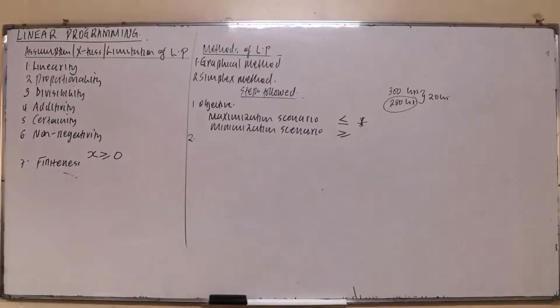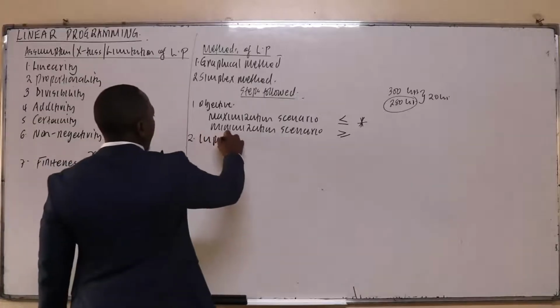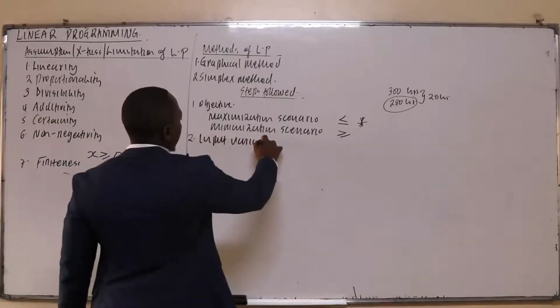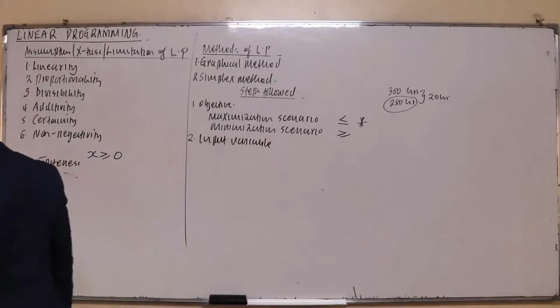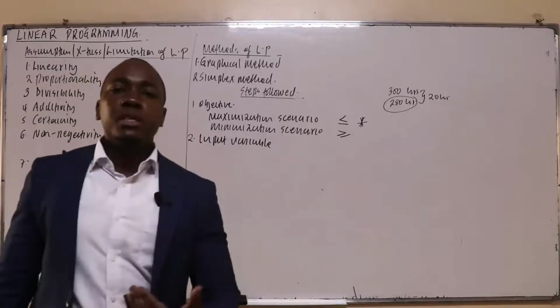Determine the input variables. You see that? These are variables, stroke products, stroke resources, required to attain the objective.